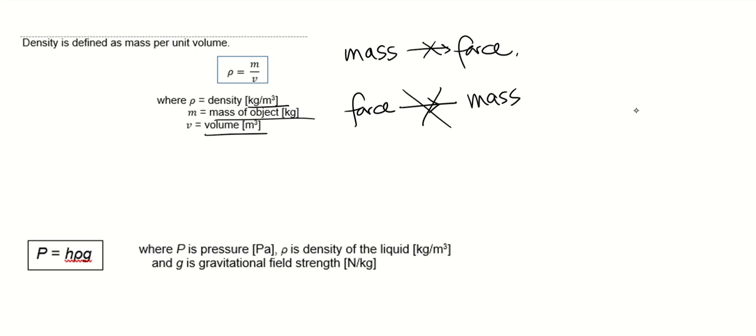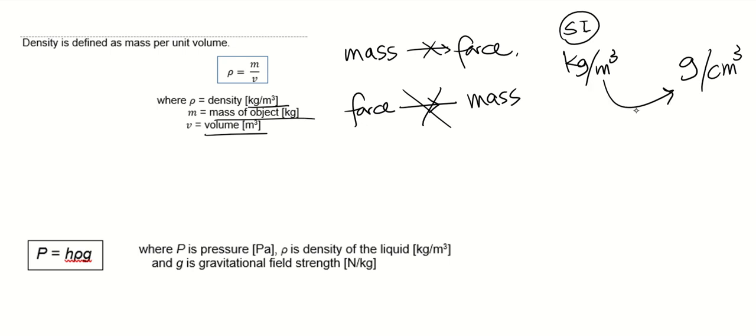So the SI unit for density is kg per meter cube. We can also express it in grams per cm cube. So these are the 2 common units for density, but the SI unit for density is actually kg per meter cube. How do we convert from kg per meter cube to grams per cm cube? We have to divide by 1000. So memorize this, try it out.